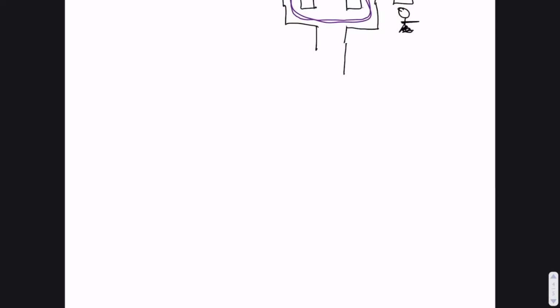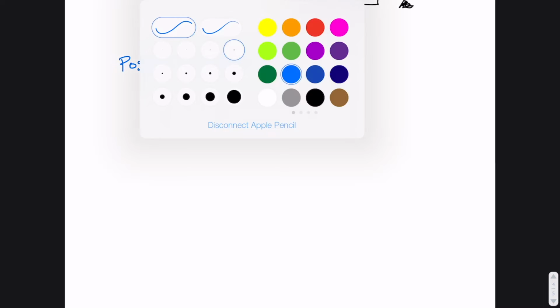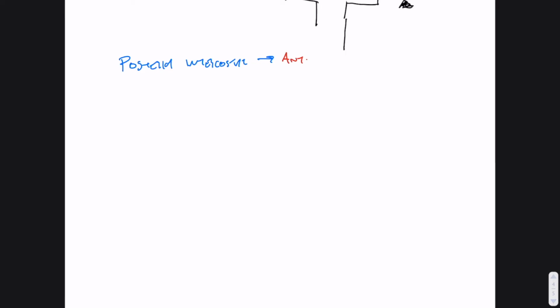We're going to move from the posterior intercostal to an anterior intercostal. And you should ask yourself, when would you do this? When would you go from the posterior intercostal to the anterior intercostal? Which pathway is blocked off for you? Is it the anterior pathway or is it the posterior pathway?